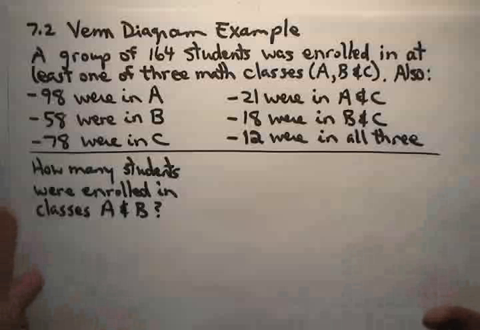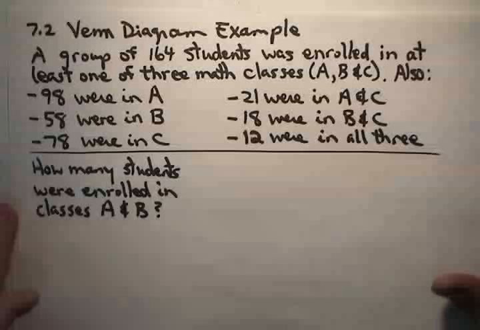Let's look at this Venn diagram problem, slightly more involved than one we've done earlier. It says a group of 164 students was enrolled in at least one of three math classes, and we're going to call the classes A, B, and C for simplicity.